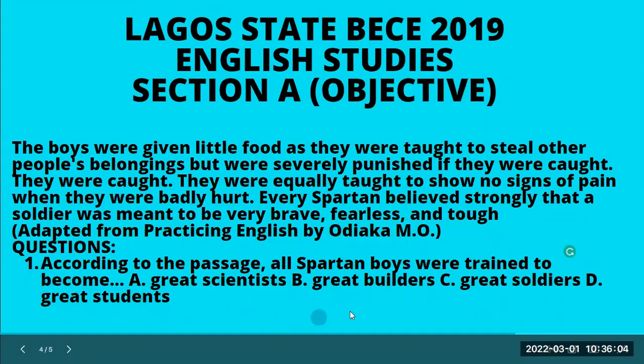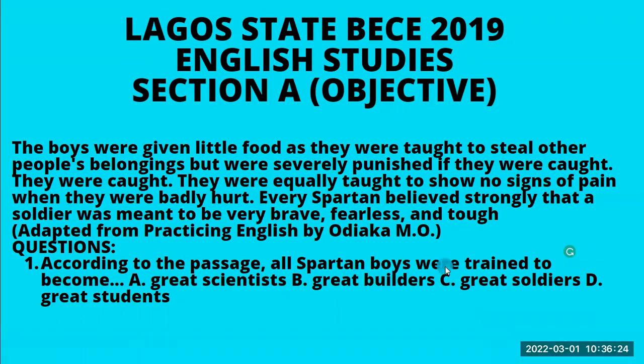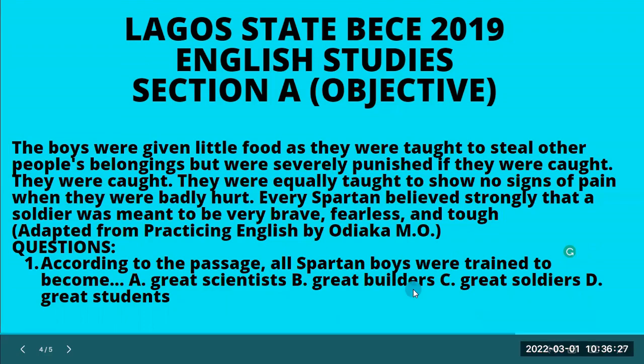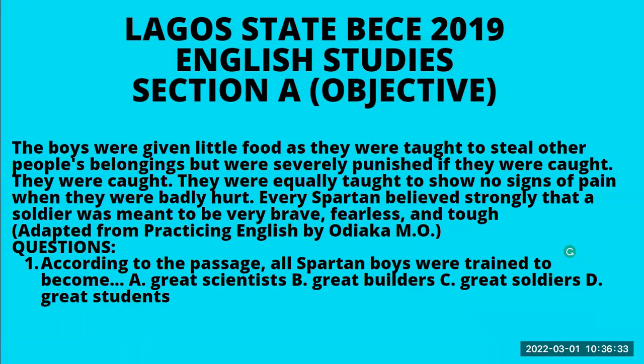According to the passage, all Spartan boys were trained to become A, great scientists, B, great builders, C, great soldiers, D, great students. Now, having read this question, we already know that the passage has something to do with Spartans and Spartan boys, and their training. So this already informs us, even before we start reading the passage, that we're going to look for a piece of information that tells us what all Spartan boys were trained to become. So we register it in our mind.